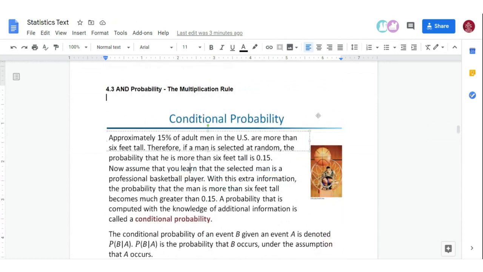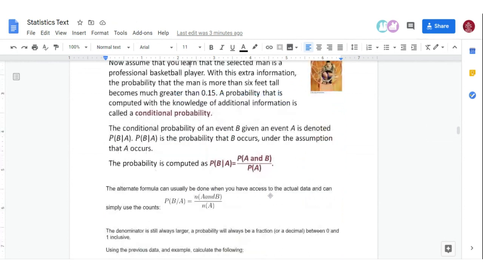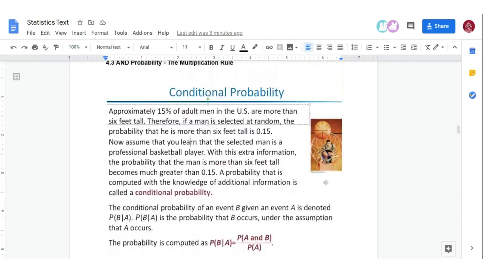Now, this is one of the slides from the book PowerPoints, but it's a good example. And this is one of the things that I like about the way this material is presented in the book, because it just illustrates pretty well how conditional probability works.